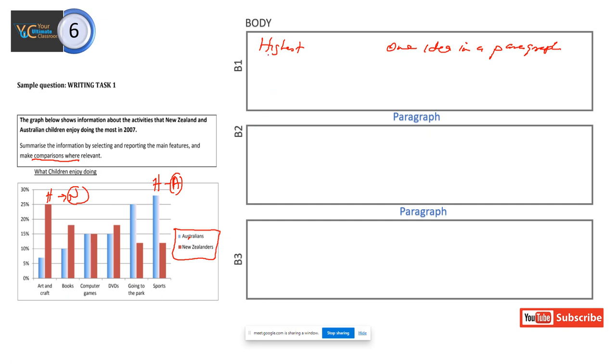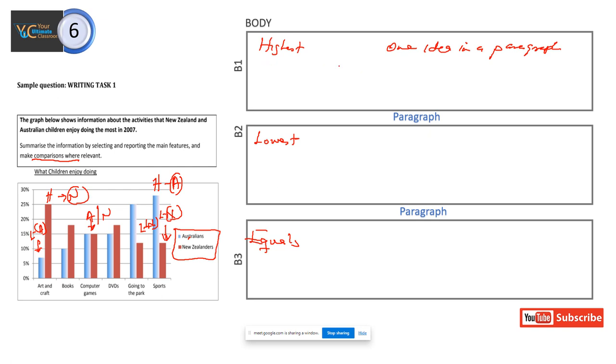So I usually prefer to look at the highest, compare what's highest in Australia to what's highest in New Zealand. Compare what's lowest in Australia to what's lowest in New Zealand. And then look at the equals. So you've got equals here, computer games, for Australia and then New Zealand.